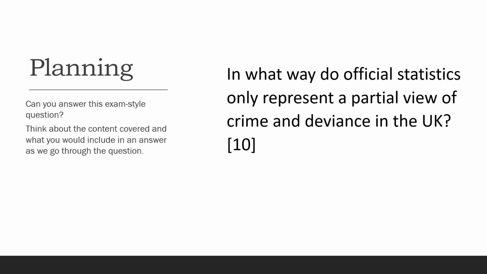So this is the question that you are going to tackle. You might want to pause the video just to write that down. We're going to be looking at the way in which official statistics only represent a partial view of crime and deviance in the UK. So your knowledge and understanding is going to be about official statistics and how or why official statistics are only a partial perspective, so why they don't give us full detailed information, what the flaws are and things like that. Your application here is going to be statistical data that kind of supports this argument that they're not a full view of crime and deviance.